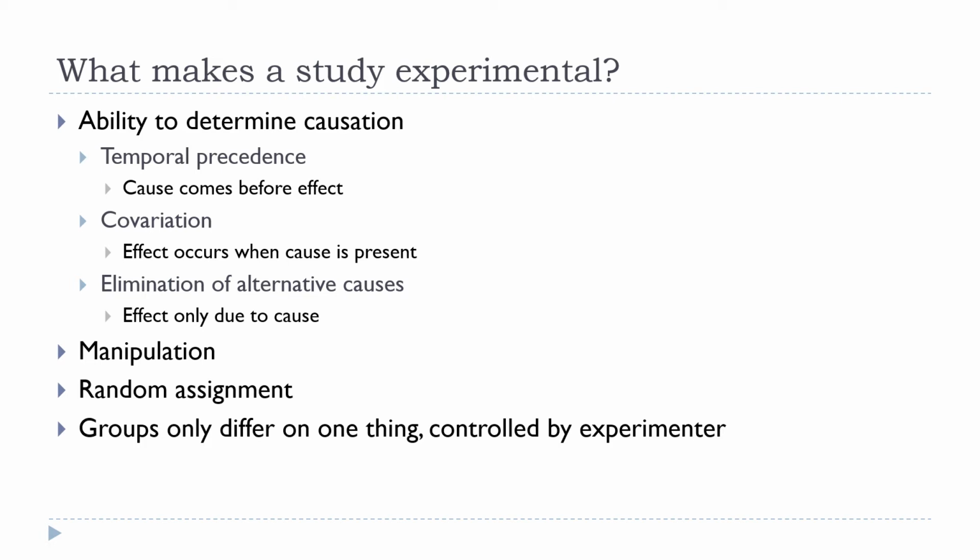Once again, if we've randomly assigned, we can assume that the two groups are roughly equal to one another and that they don't differ on additional underlying differences. So let's go ahead and review how random assignment does that.